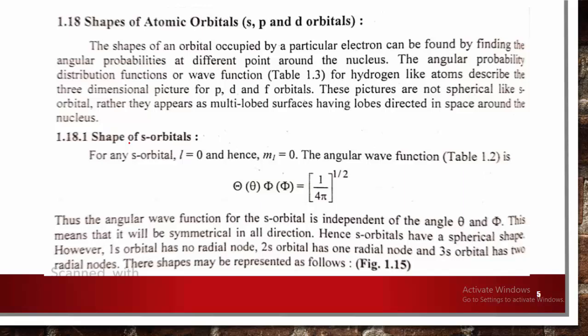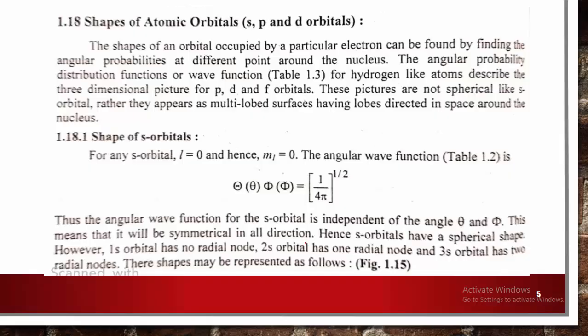Now next is the shapes of atomic orbitals. This is very important again. As we studied in the 11th and 12th standards, we know about the shapes of the atomic orbitals, that is s orbital, p orbital and d orbitals. For the s orbital, l equals 0, where l is the azimuthal quantum number and m is the magnetic quantum number. The angular wave function of the s orbital is independent of the angles theta and phi, which means it is symmetrical in all directions.